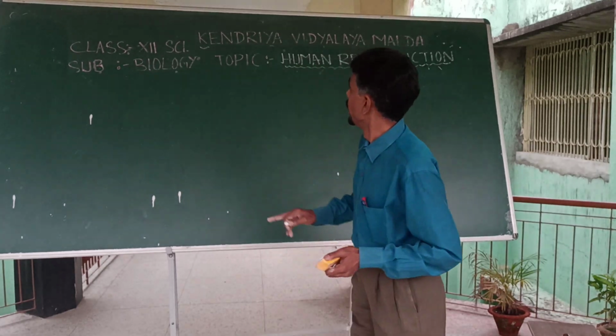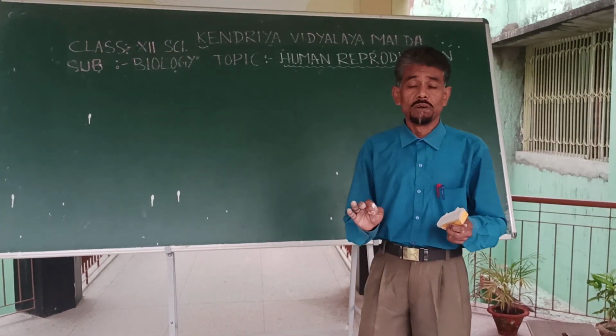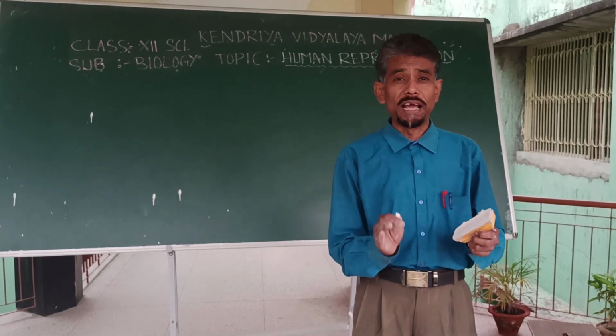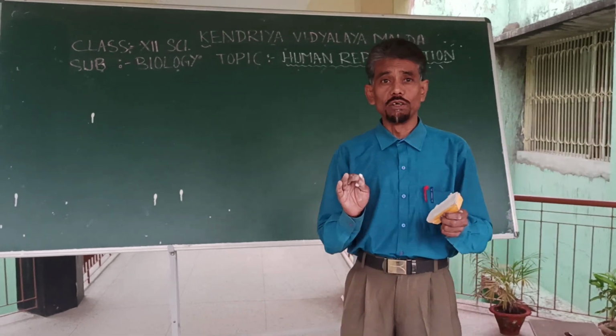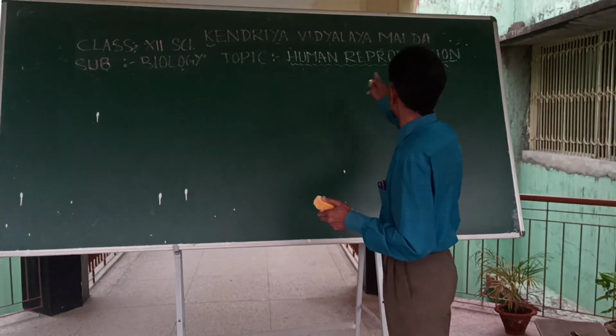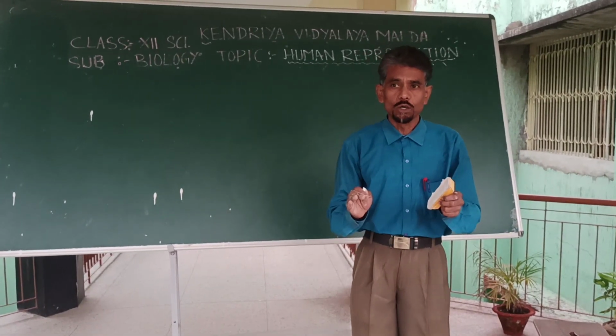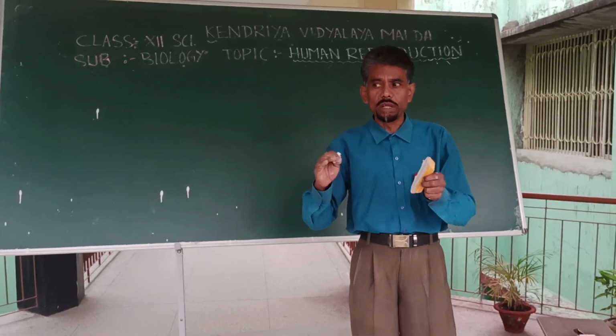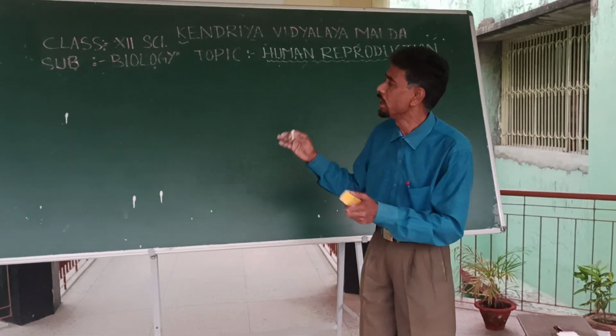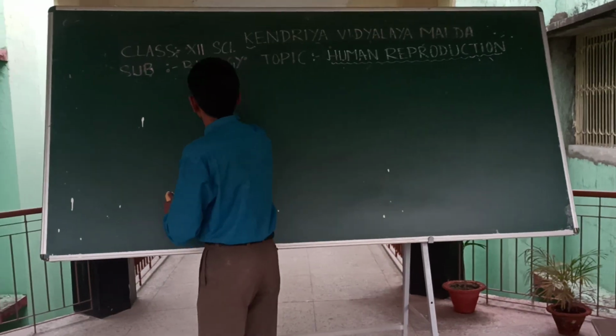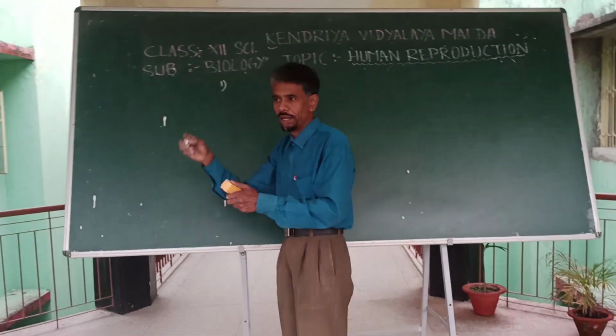So today we shall be taking up the third chapter of NCERT biology textbook, that is human reproduction. Let me be very specific. To summarize the whole event of human reproduction, we can proceed in this way.